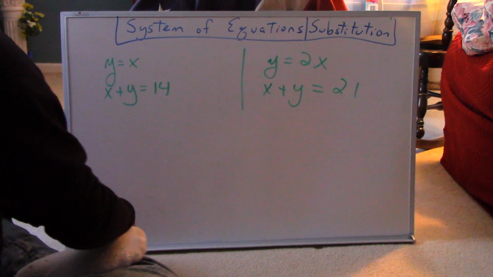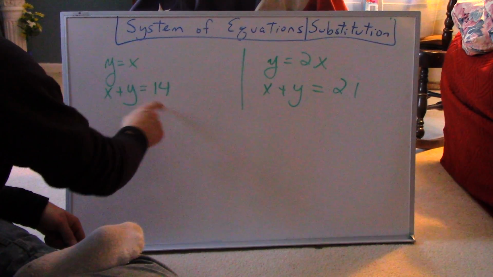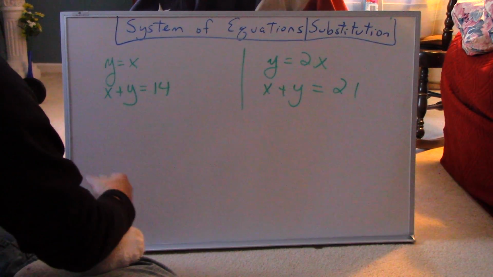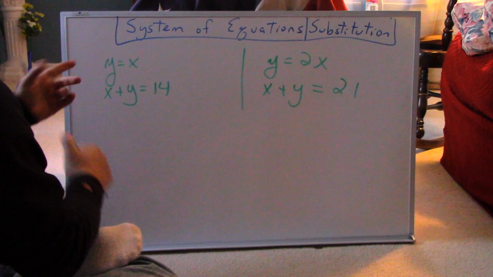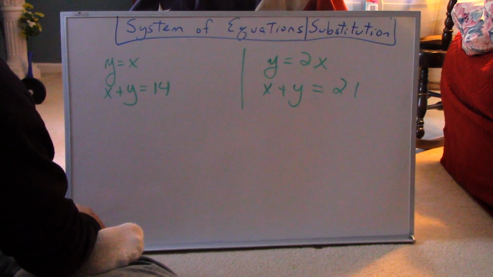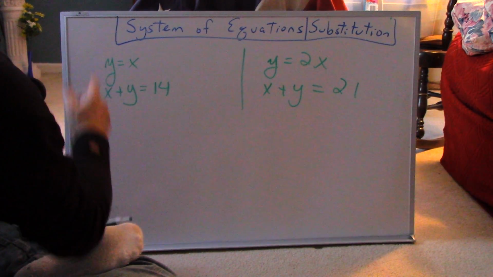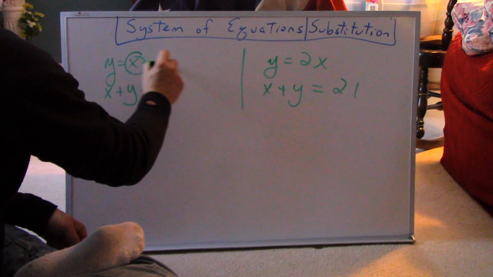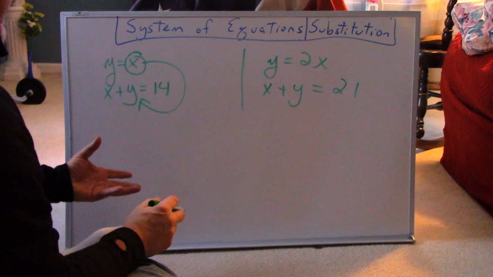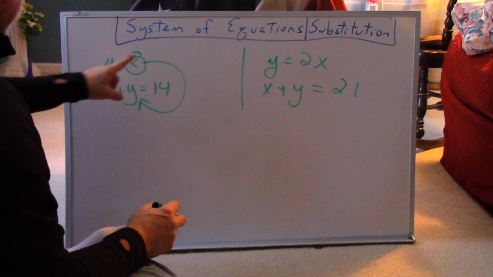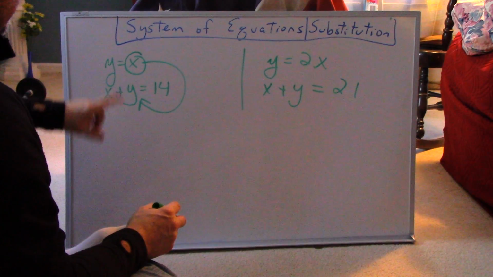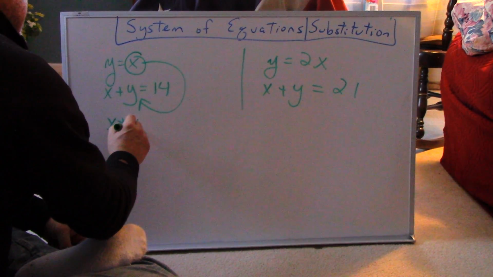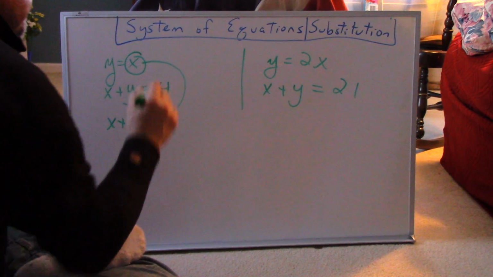y equals x. x plus y is 14. Now this equation says y is x. So whatever y is, it's x. So why don't I just take x and put it where the y is, because y is x. I'll just take the y away and put the x in, and then I wind up with x plus x equals 14.